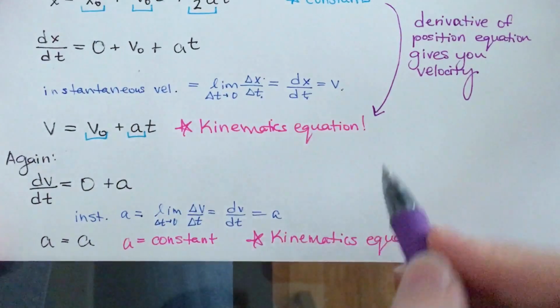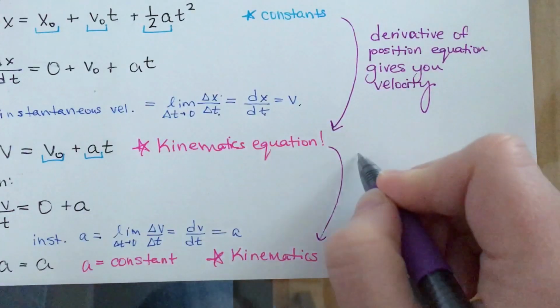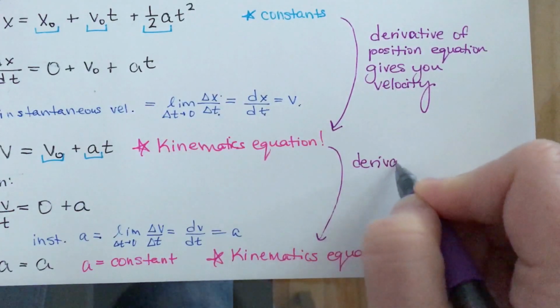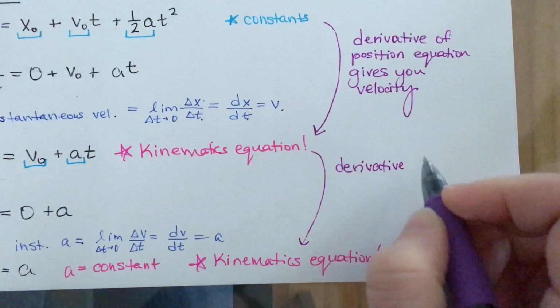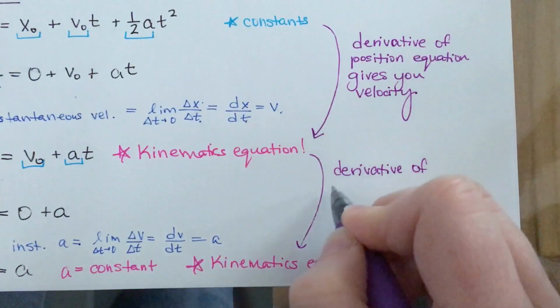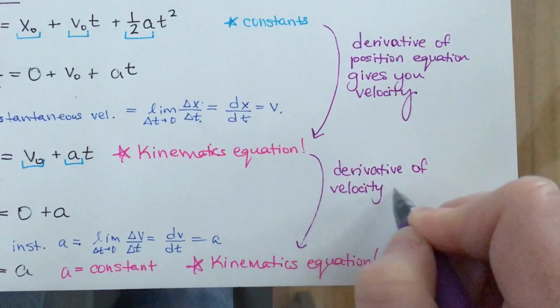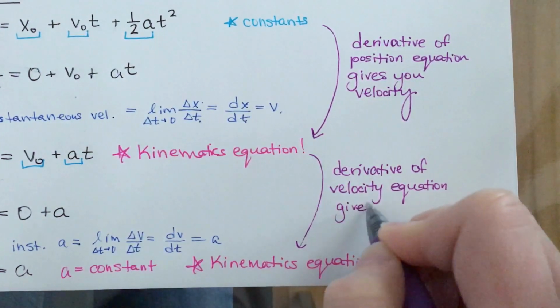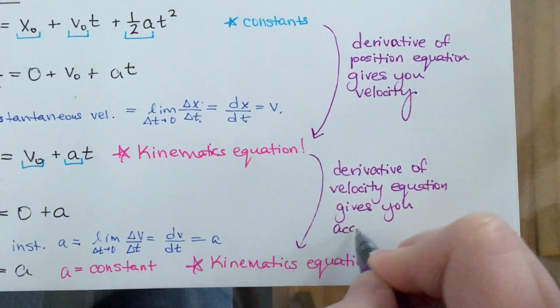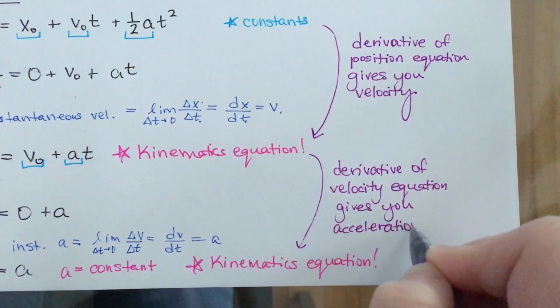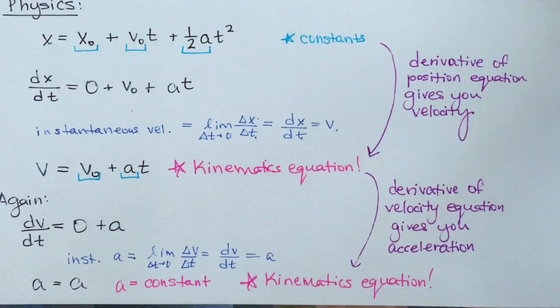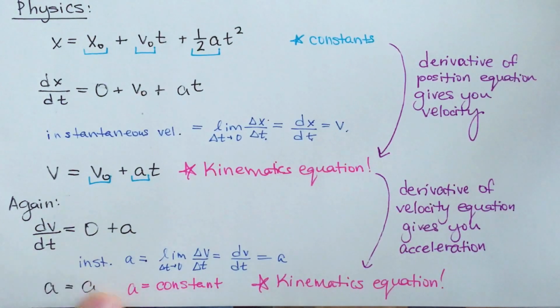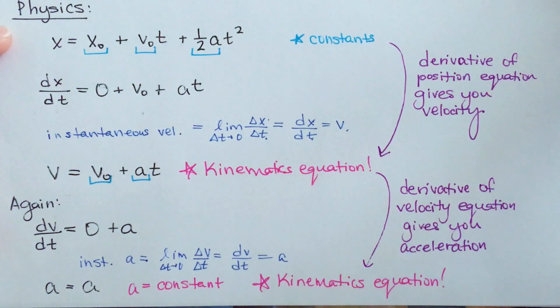And we did it again. We said the derivative of the velocity equation gave us acceleration. And in this case, our acceleration is constant, because typically in our world, most motion can be represented with constant acceleration. So there you have it. A little bit of calculus makes physics so beautiful.